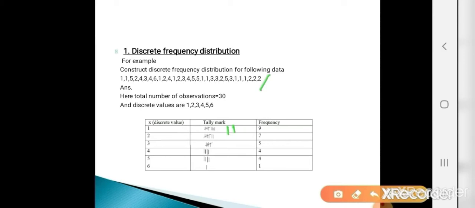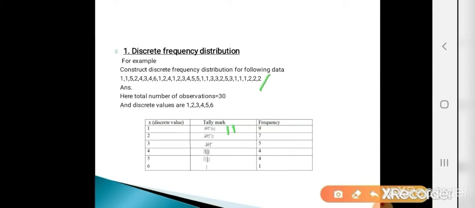That means 9 is the frequency of the first discrete value, 7 is the frequency of the second discrete value, and similarly the remaining ones. What does it mean? That means the discrete value 1 is repeated 9 times. Value 2 is repeated 7 times. Value 3 is repeated 5 times. Value 4 is repeated 4 times. Value 5 is repeated 4 times and value 6 is repeated 1 time.